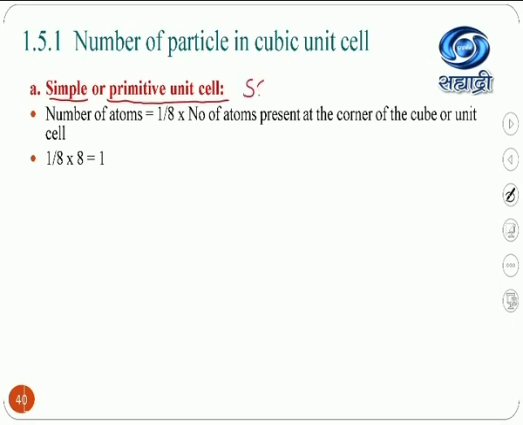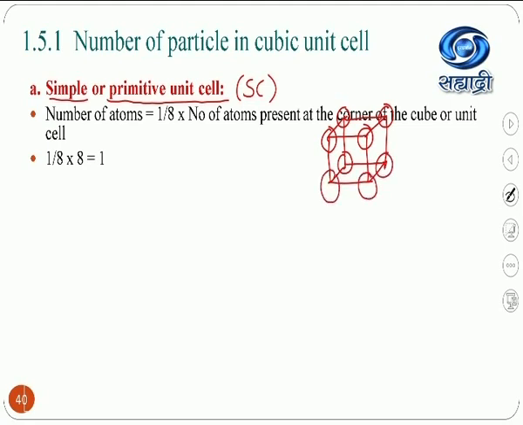It is also called SC, simple cubic system. In the simple cubic system, as we have already discussed, alpha is equal to beta is equal to gamma equal to 90 degrees, and a is equal to b is equal to c. Now here lattice points are present: 1, 2, 3, 4, 5, 6, 7 and 8.